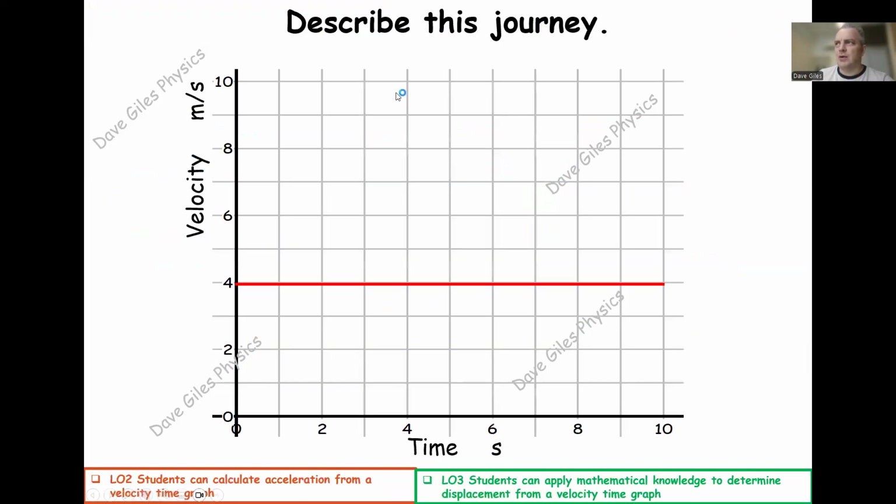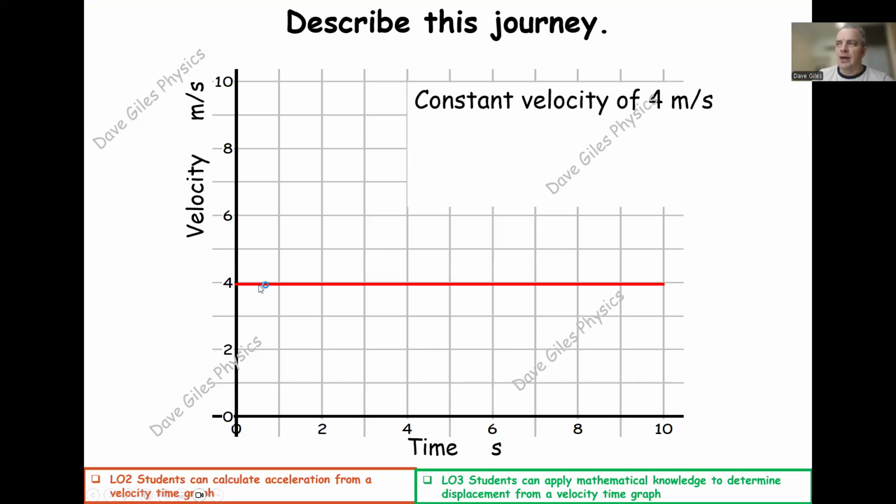So, very simple graph here first. Describe this journey. Well, we can see the velocity is constant at 4 meters per second. And we can work out the displacement by just doing, it's a rectangle, so 10 times 4 is 40 meters traveled. Very straightforward.